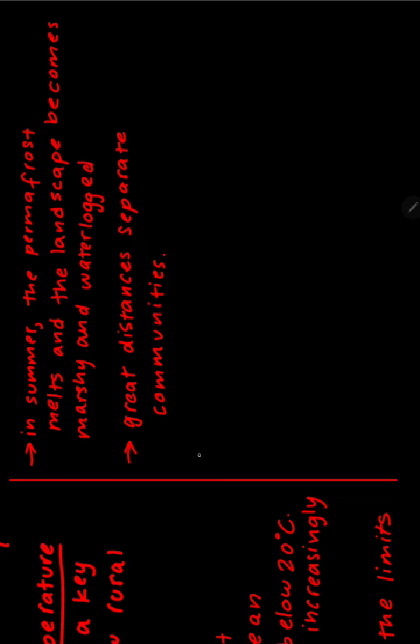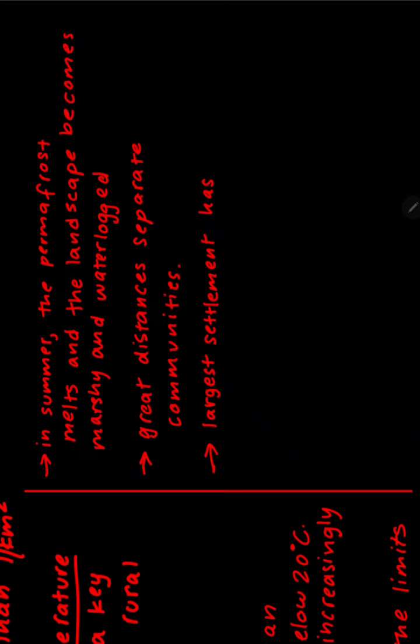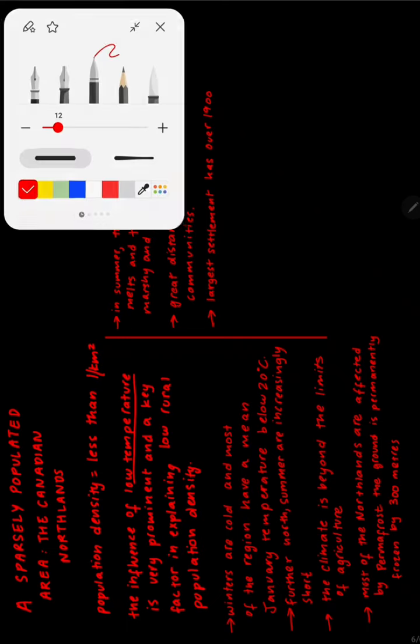And then you can also mention that the largest settlement has only 1,900 people. Can you imagine? That's very sparsely populated, and to think that it is the largest one. I'm not sure, but I think the largest settlement they're referring to is Yellowknife. So that is it for this case study.